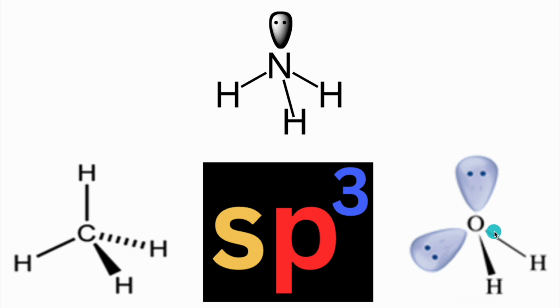In this case, this is water. There are 4 things around this central atom. That's 2 bonded hydrogens and 2 lone pairs. Everything on this page is considered sp3 hybridized and will give us that nice tetrahedral electron shape.